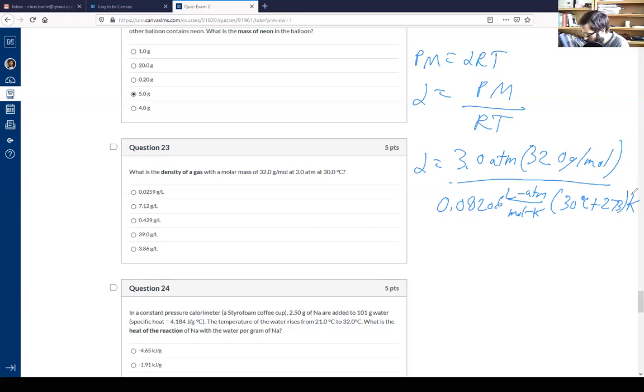And so plugging that all into our calculator, I'm going to do 30 plus 273. That's 303, times 0.08206. Got the denominator. Now I'm going to do 3 times 32 divided by my denominator. And that got me 3.86, which is our last answer in this case.